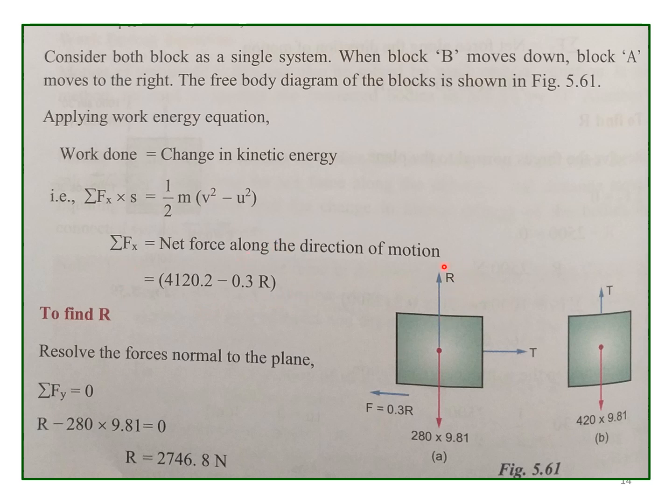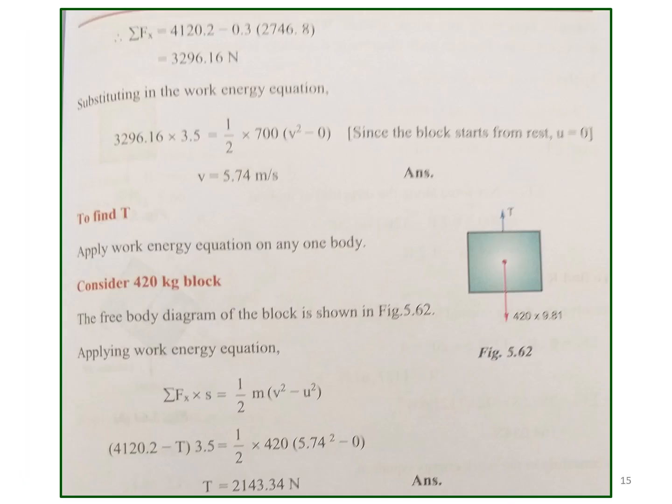Now in order to get this R, you have to apply summation Fy equal to 0. From this you get the normal reaction. After getting the normal reaction, you can substitute this value here to find the net force in the direction of the motion, which we get as 3296.16 Newton. Now we substitute again in the work energy equation, that is work done is equal to change in kinetic energy. So we get the velocity of the block as 5.74 meter per second.